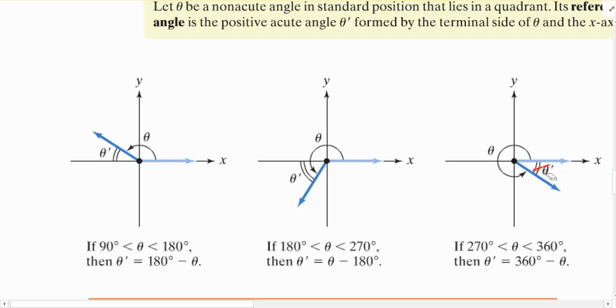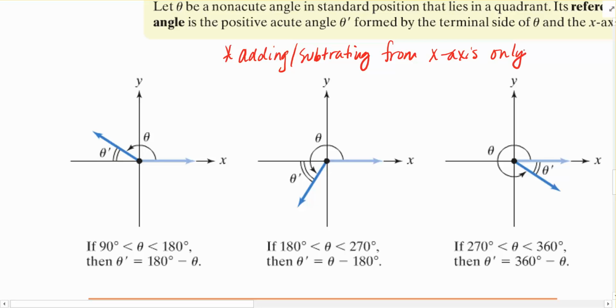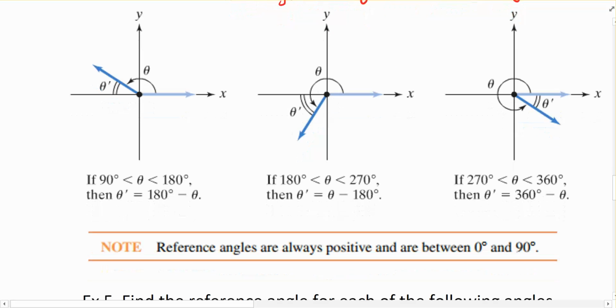Notice that every time we were talking about a reference angle, we were either adding or subtracting off of only the x-axis. And that is very, very important. It does not work out for you if you add or subtract off of the y-axis. That's not always going to be consistent. So all reference angles are acute angles, values between 0 and 90, and they are either added or subtracted off of the horizontal axis, or the x-axis.